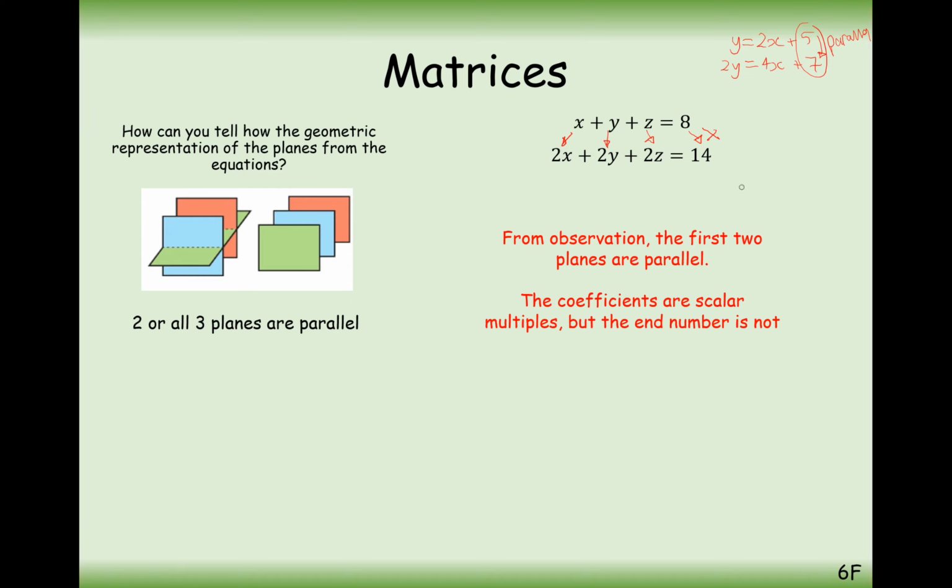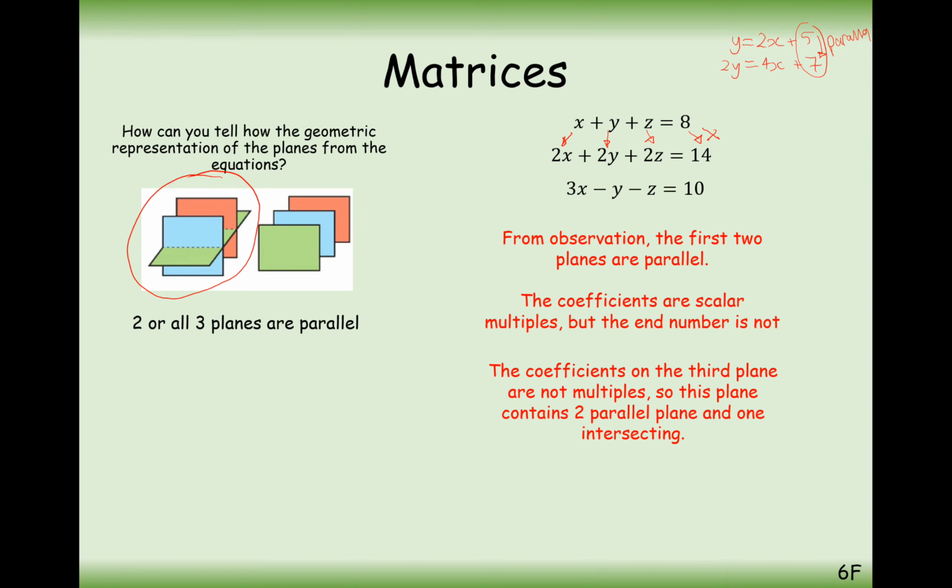If planes are parallel, it's effectively a sheet of paper travelling in the same direction as another sheet of paper. In this equation at the end here, it's not observable that there's any clear scale factor from either equation 1 or equation 2 to equation 3. So in this specific case here, it's going to be this type of plane construction, where we have 2 parallel and 1 not parallel. The coefficients on the third plane are not multiples, so this contains 2 parallel planes and 1 intersecting.